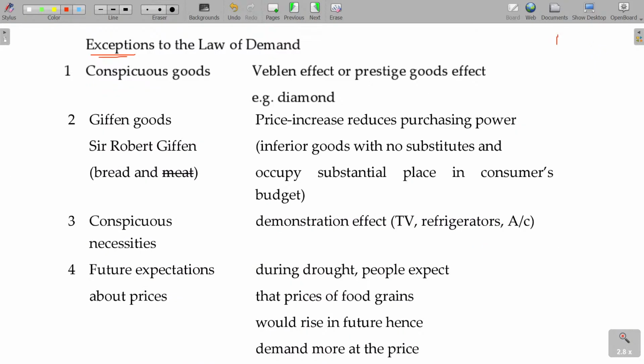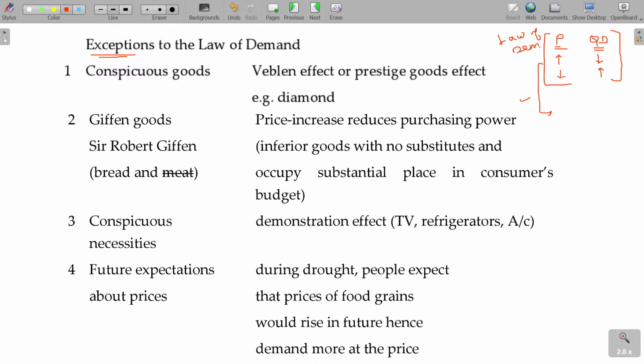Of demand, price and quantity demanded. If price increases, quantity demanded decreases. If price decreases, quantity demanded increases. This is called the law of demand. Okay, law of demand.